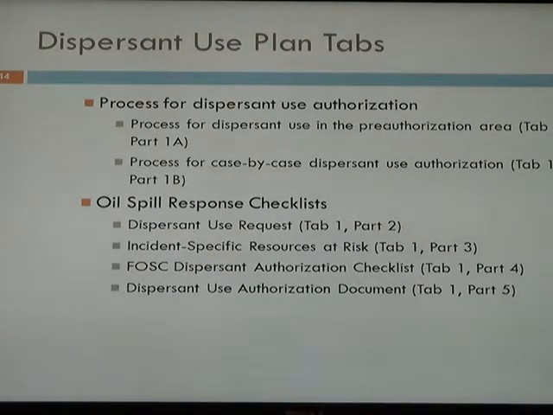The plan goes on to provide tools to responding agencies. First, it outlines two different processes. There's a process for dispersant use in the pre-authorization area, and then there's a process for case-by-case dispersant use. And then there are checklists to go through those processes. There's a dispersant use request. There's a checklist to identify resources at risk. There's an authorization checklist, and then there's documentation of that authorization.